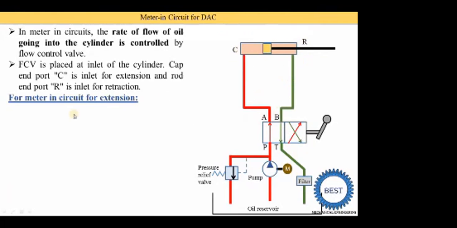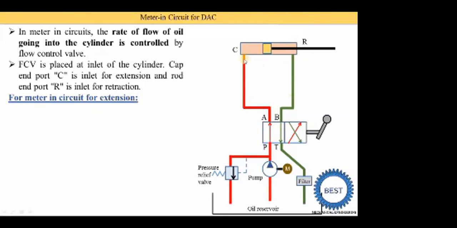Now here we study the meter in circuit for extension. First we need to understand what extension is. Extension means the piston is moving from left side to right side. When we supply the pressurized oil from the left side, this side, at the same time the piston is moving from left to right. At that time, some oil present on the rod side is going out on this side.